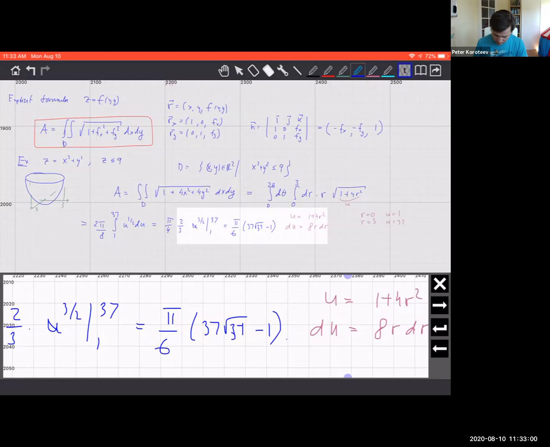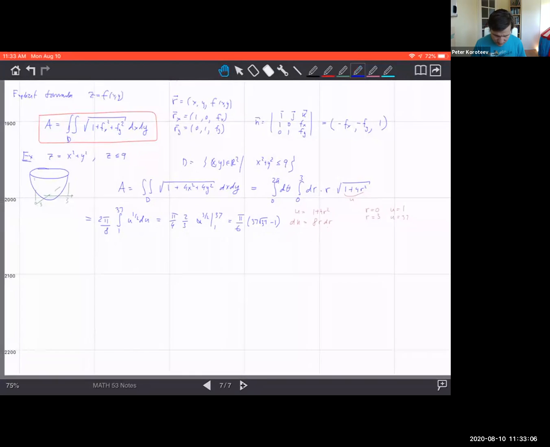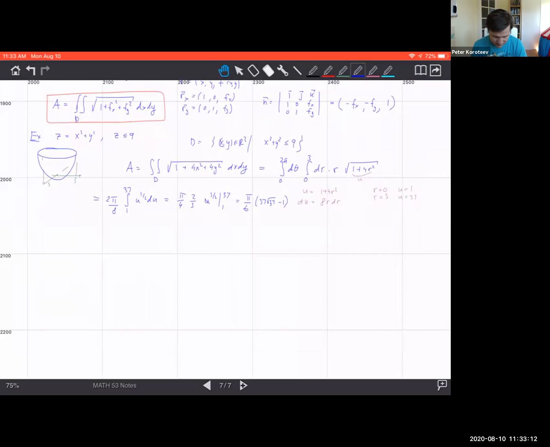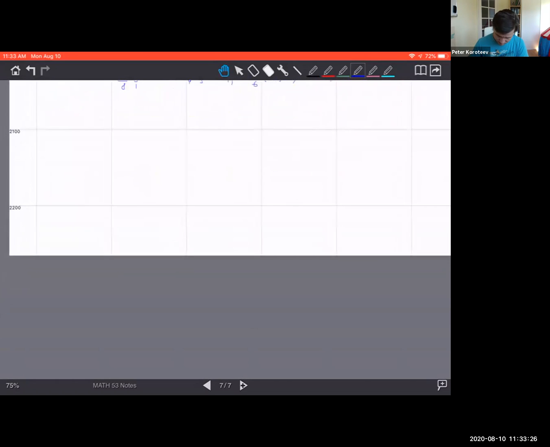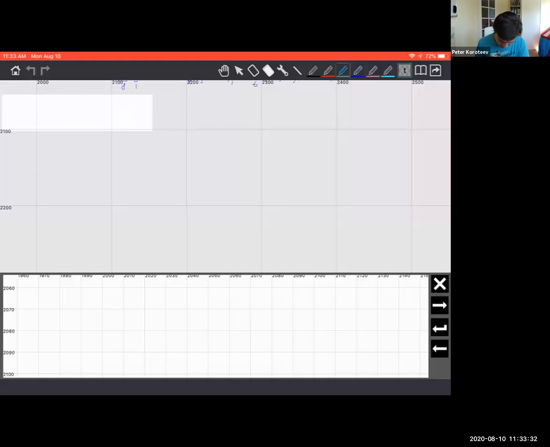Okay, so the next generalization of this story: so far we found areas of surfaces, which you can think of as integrating the identity function over that surface. But now we can integrate any function which is defined on the surface. So, surface integrals.